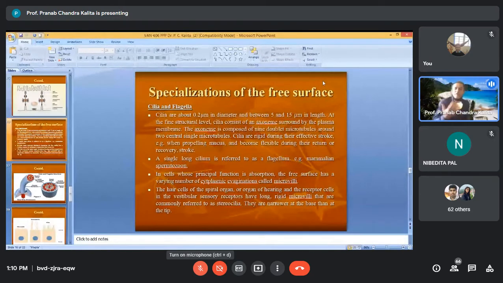There are certain modifications of the free surface of the cell. So what are those modifications of the free surface or apical surface? Always remember, specialization here means that it is in the free surface or apical surface.